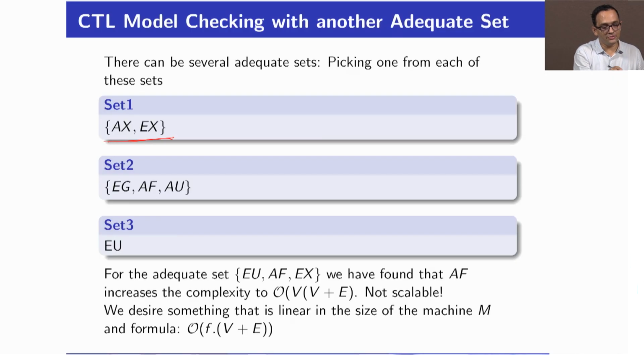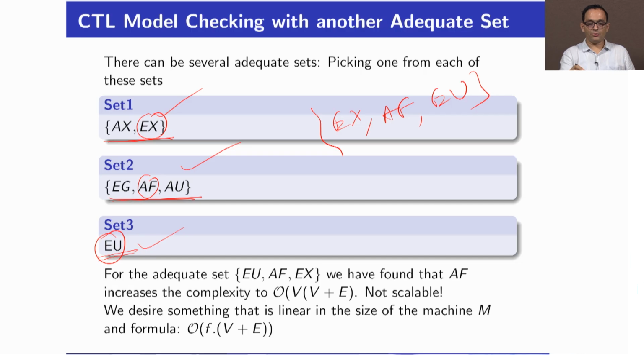If you relook at the adequate set possibilities for CTL, you have set 1 where AX and EX are there, set 2 where EG, AF and EU are there, and set 3. The rule says you take one from each. The example I have taken so far is EX, AF, EU. So far we have developed the algorithm for this, and there is no problem with EX or EU. AF's complexity is high.